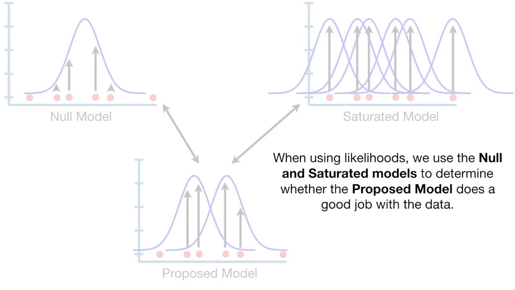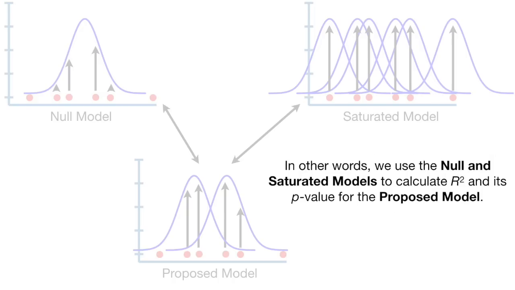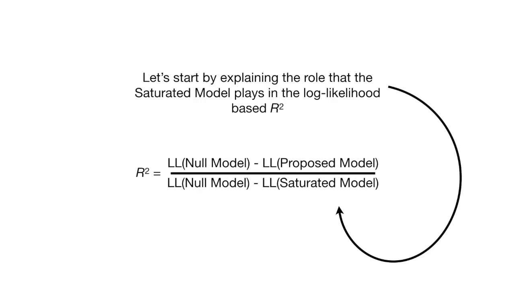When using likelihoods, we use the null and saturated models to determine whether the proposed model does a good job with the data. In other words, we use the null and saturated models to calculate R² and its p-value for the proposed model. Let's start by explaining the role that the saturated model plays in the log likelihood-based R².